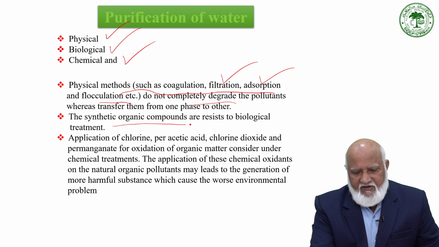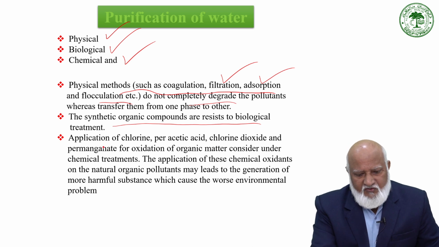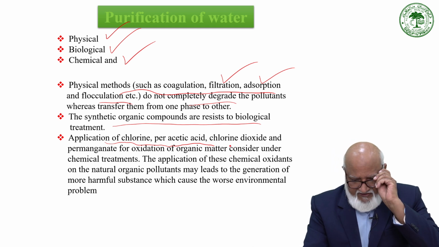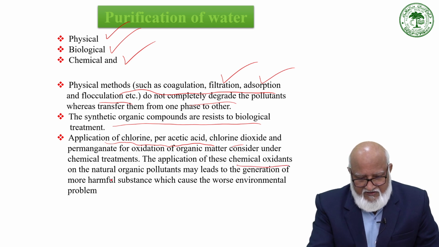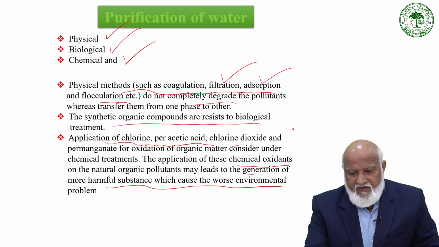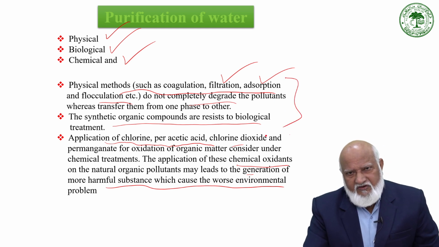And not only that, the organic compounds are resistant to biological treatment, and hence the most effective methods are chlorine peracetic acid and chlorine dioxide. But in these processes, highly reactive chemical oxidants are generated, which produce harmful substances that cause worse environmental problems as well. So these physical methods lead to the transformation of one pollutant to another, and also accumulation of sludge and so on.